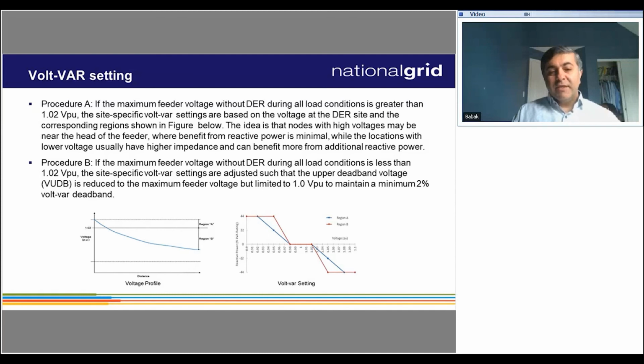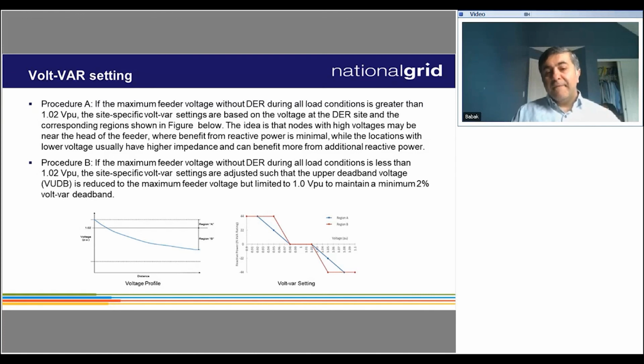Region A means these DERs are very close to the substation. As you go along the feeder, as the distance from the substation increases, we're going to have voltage drop. So for region B, you will have a different volt-var curve compared to region A. The reason for that is region A requires less reactive power for voltage regulation. The voltage is already high in terms of voltage injection.